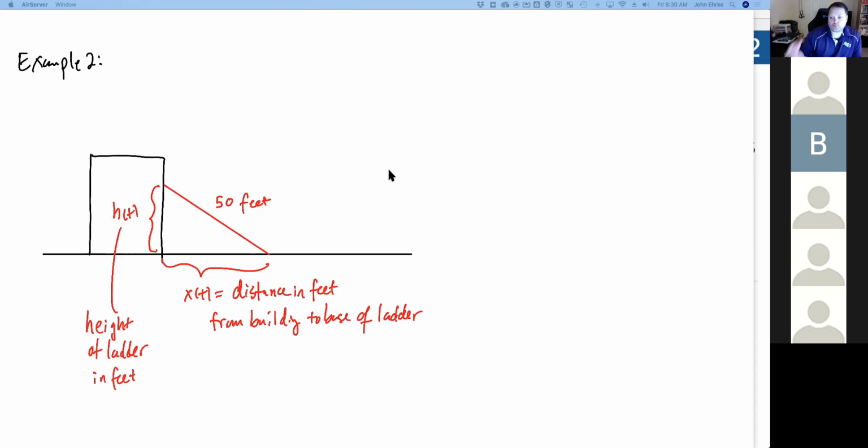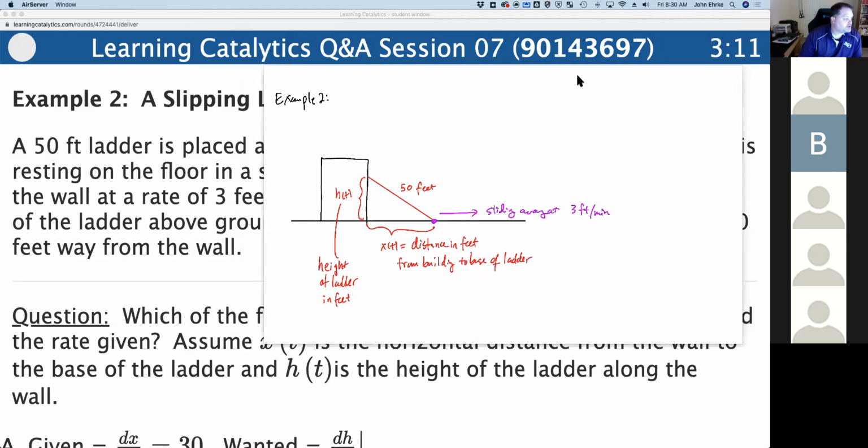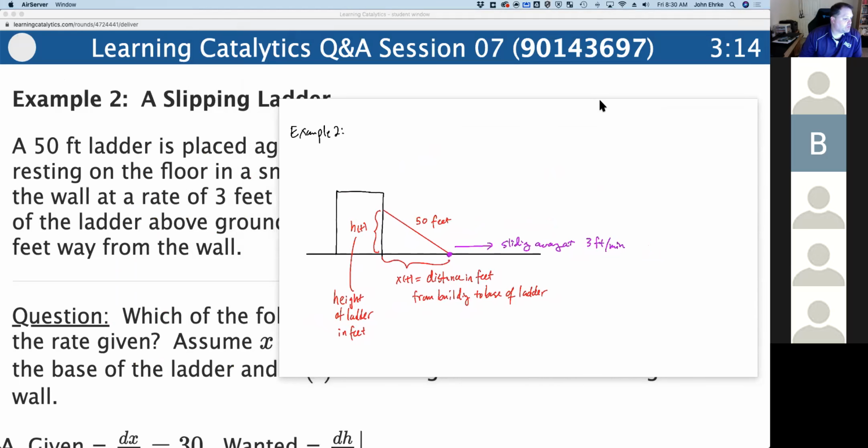Okay, so now that I have the picture drawn, the other thing I'll say here is I know that the base, this point right here, is sliding away at a rate of 3 feet per minute. So this is my picture. So I want you to go in and tell me which of these is the correct rate that's given and which of these is the rate that is wanted.